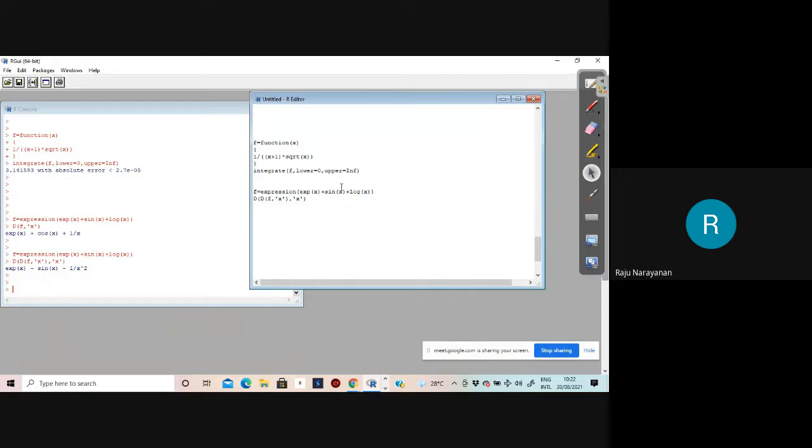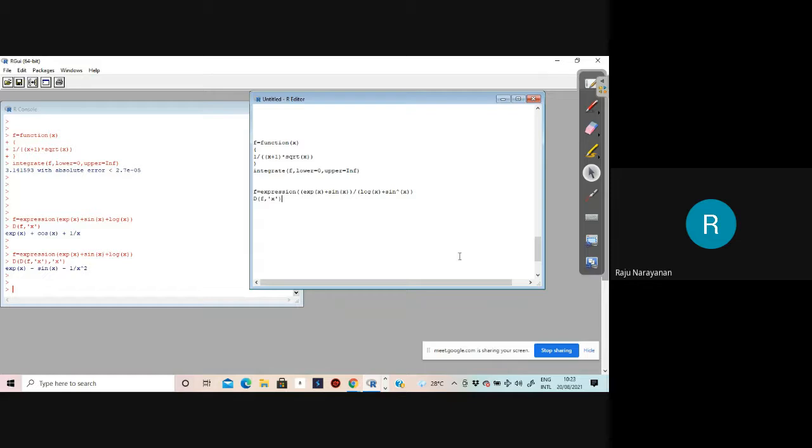Suppose the expression is e raised to x plus sin x, divided by log x plus sine cube x. I don't know the answer. It is a u by v: second function times derivative of first function minus first function times derivative of the second function, divided by the square of the second function. The things are like that. It will work.